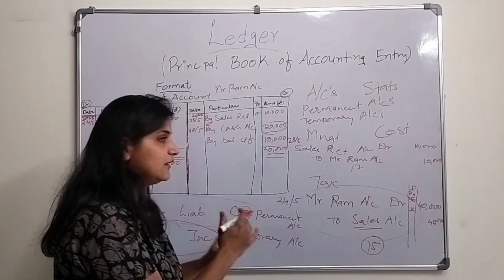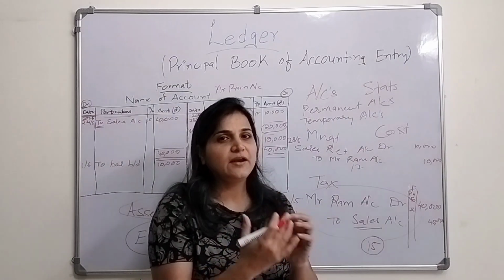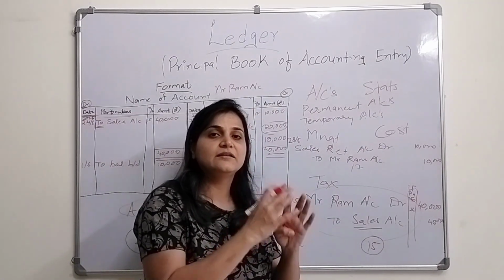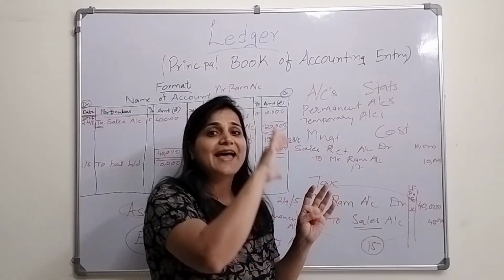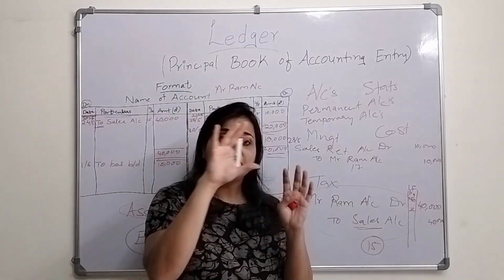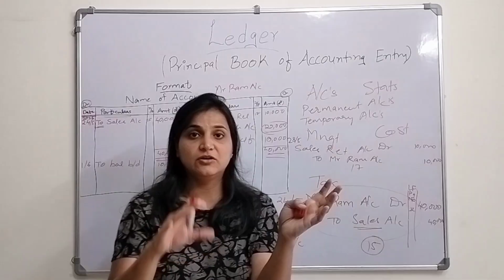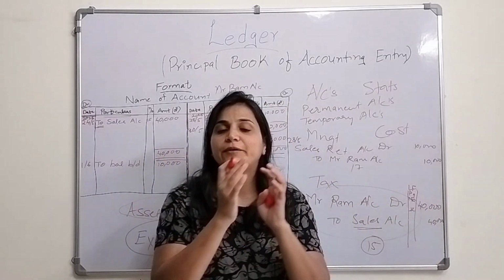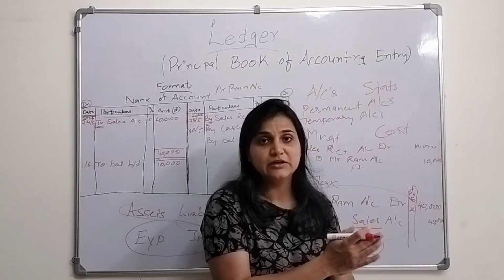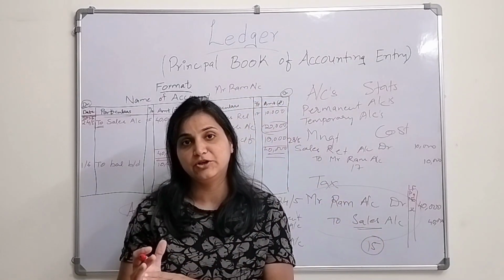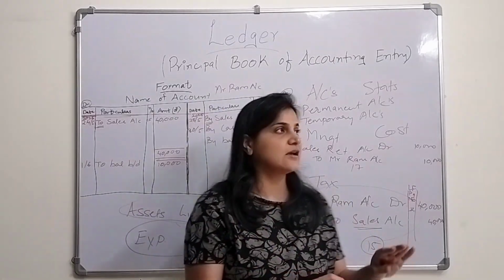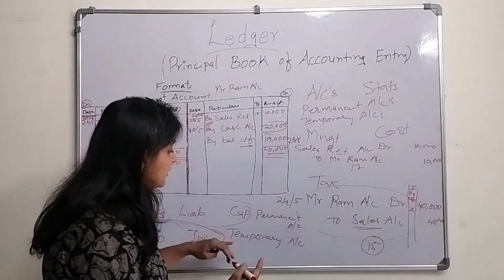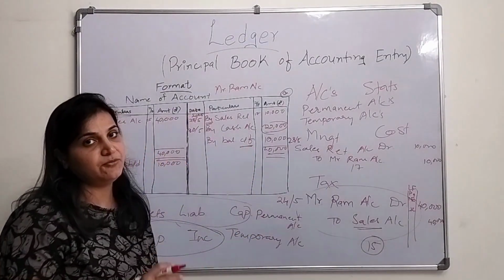What are expenses and incomes? Salaries, rent, wages, electricity bill, fuel expenses. These are the expenses which have occurred in that particular year. Based on the income we have earned and the expenses we have incurred, we get to know whether there is a profit or a loss in this particular year. We will close these accounts. We will not carry them forward to the next year. So these are known as temporary accounts.